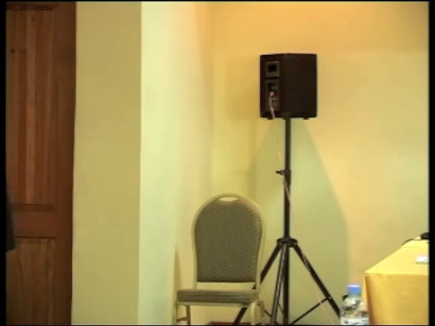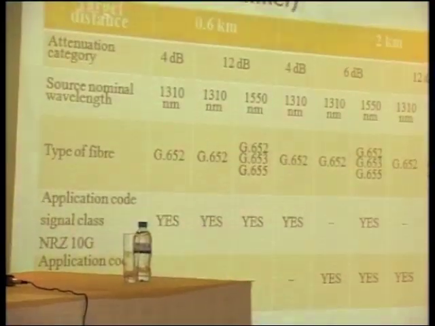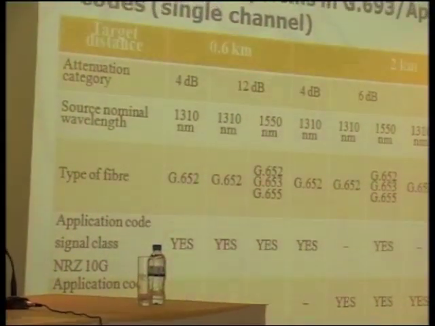This is a table summarizing the parameters for intra-office systems. Since we shall encounter a lot of such tables during the presentation, I will spend some time to clarify the meaning. On the top row, we have the classification according to the target distance. The target distance can be either 600 meters, of course, as a maximum, or 2 kilometers.